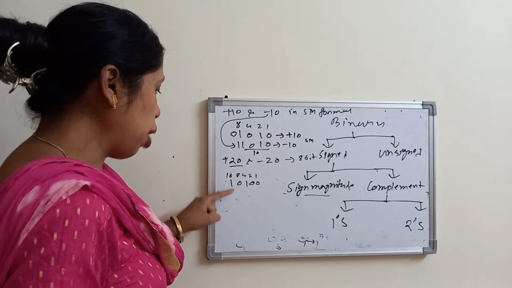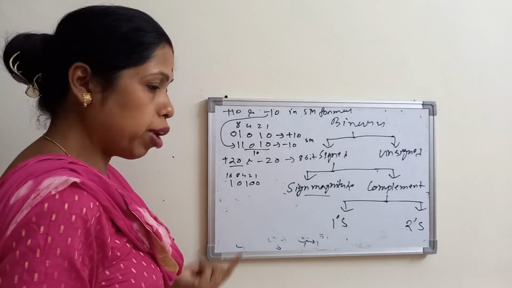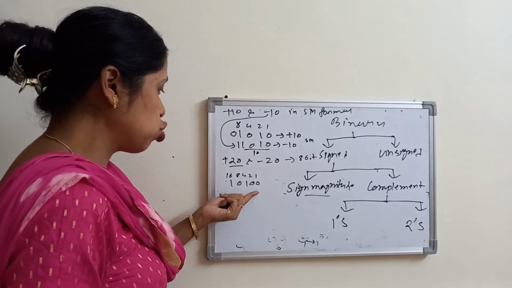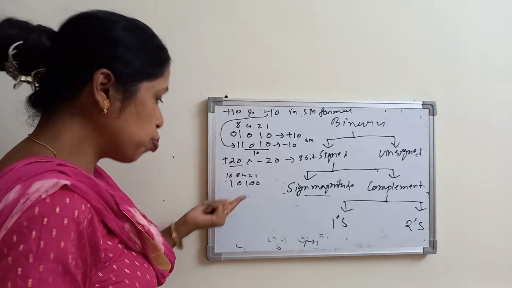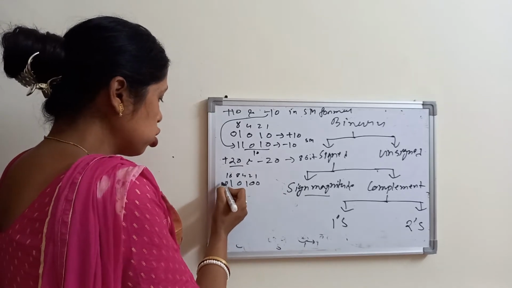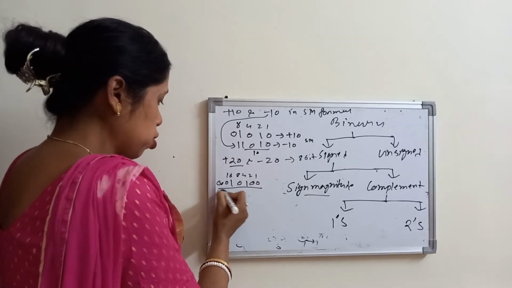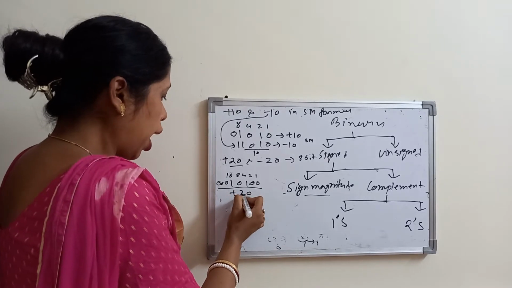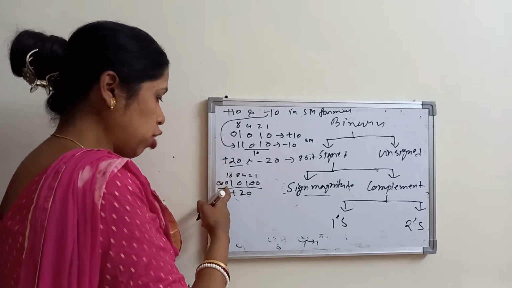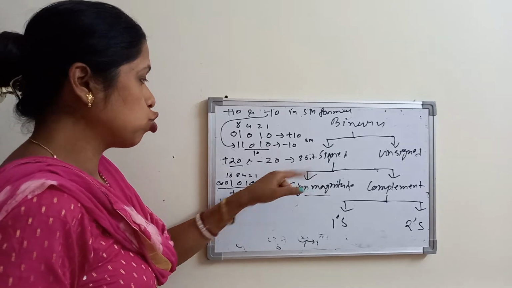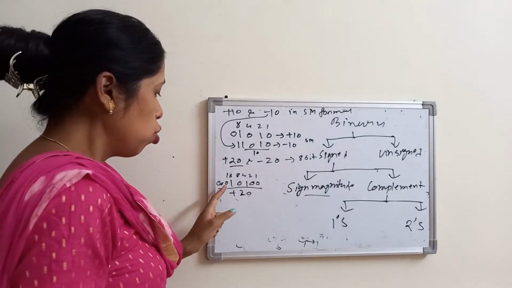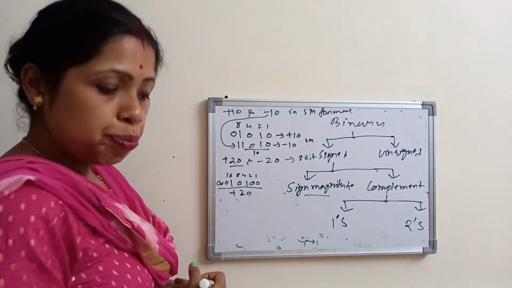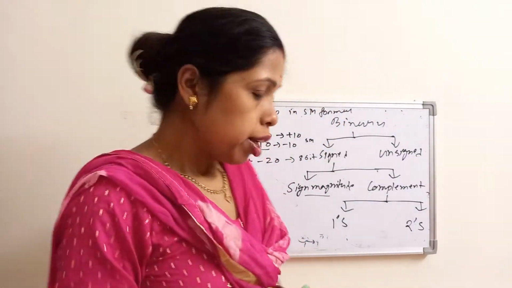Okay, and for positive I have to put 0. How many 0s do I have to put? As it should be 8 bit, I have to put three 0s. For plus 20 I could put only a single 0, but it is mentioned that the entire number should be 8 bit. That's why I am putting three 0s.